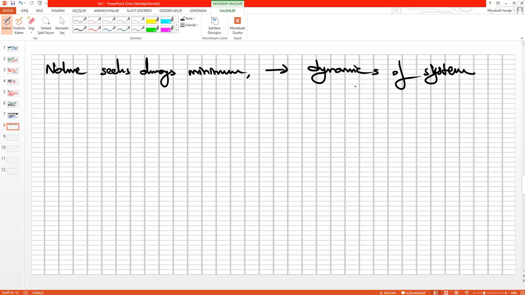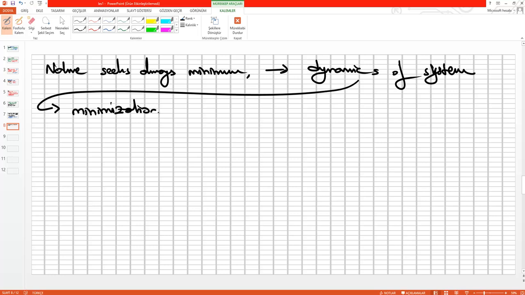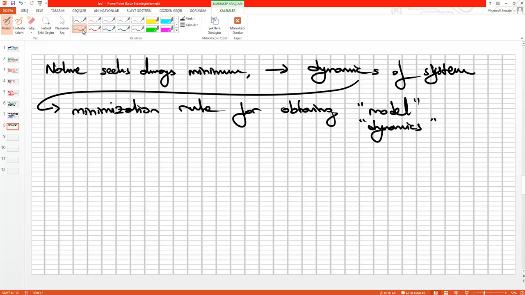If we know these things, the dynamics is a result of the minimization problem, and so we can utilize this minimization rule to obtain the model or dynamics of the system. And so what's concerned about the model or dynamics in artificial intelligence? If we have this notion, we can write another problem formulation.